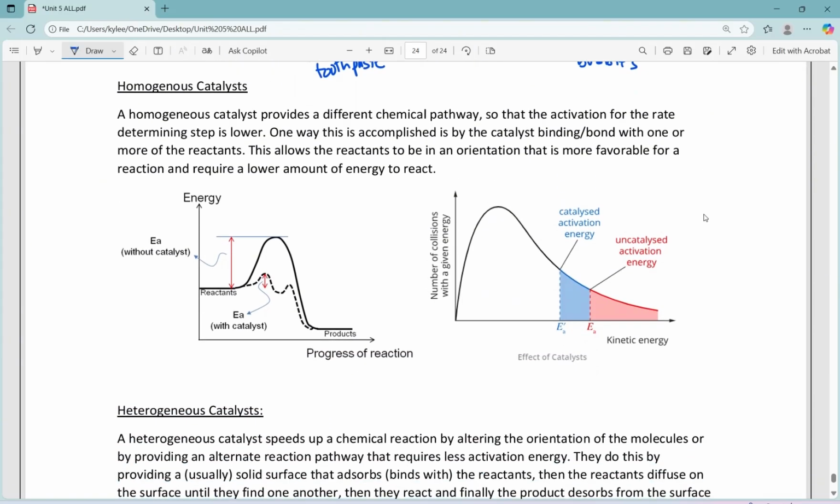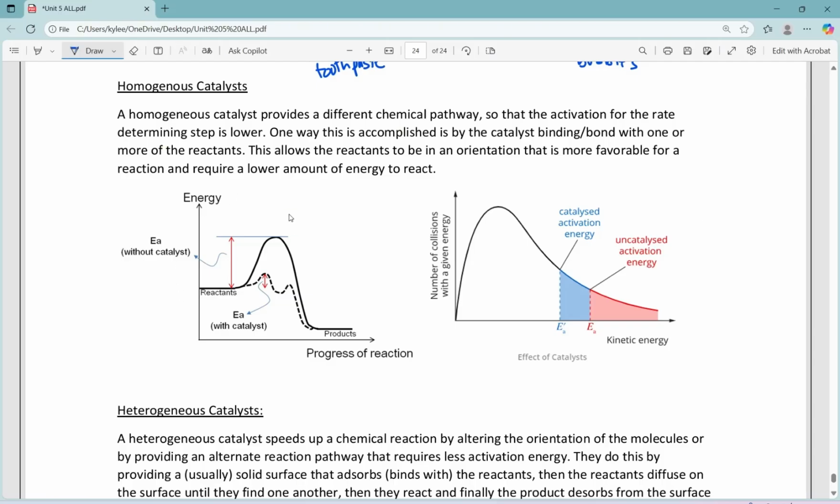So let's look at each of these types a little bit in detail. So the homogeneous catalyst provides a different chemical pathway. And so this is one that is the same phase. And one way it does this is by providing maybe instead of one step, we might have two steps, or an intermediate is formed by adding that catalyst.